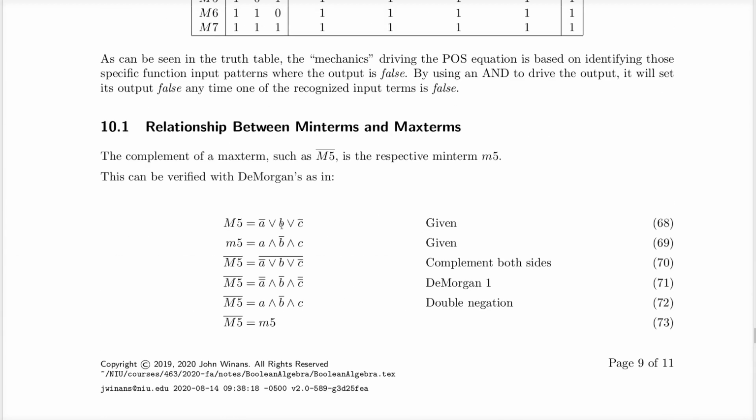Given these two things, I want to prove that big M5 bar, the max term M5 inverted, equals this guy down here, the min term. So if I put bars on both sides, I do this on purpose so that I can break it and flip these thingies over by applying De Morgan's theorem.